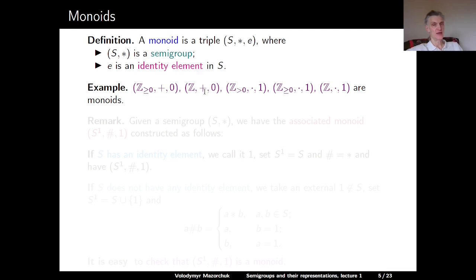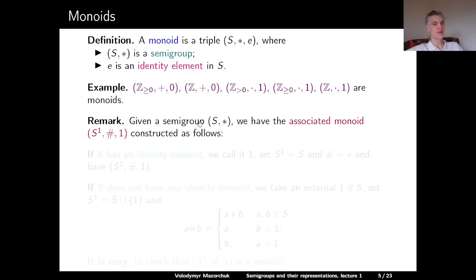Similarly, we have the additive monoid of all integers, where the identity element is 0. We have the multiplicative monoid of all positive integers with the identity 1, and similarly the multiplicative monoid of all non-negative integers with the same identity, and the multiplicative monoid of all integers with the same identity 1.